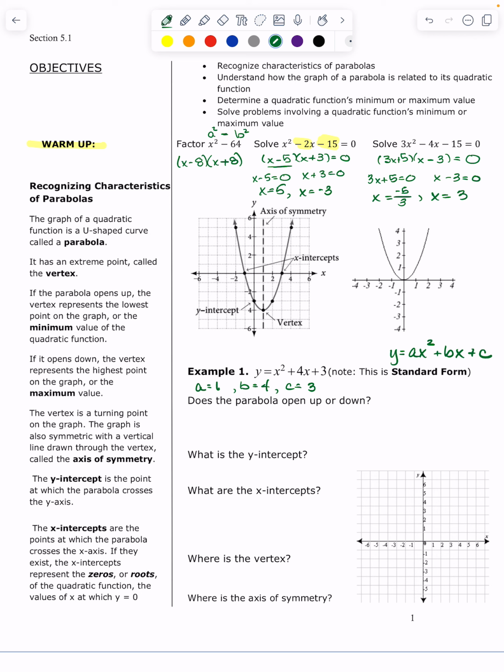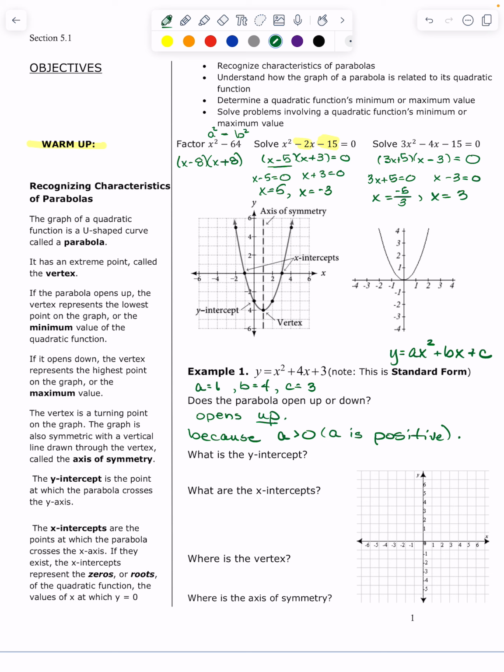The first thing this asks is if our parabola opens up or down. I know just by looking at this equation that our parabola opens up. How do I know that? Because my a term is greater than 0. It's positive. So because a is positive, the parabola opens up. If a were negative, both ends would point down.